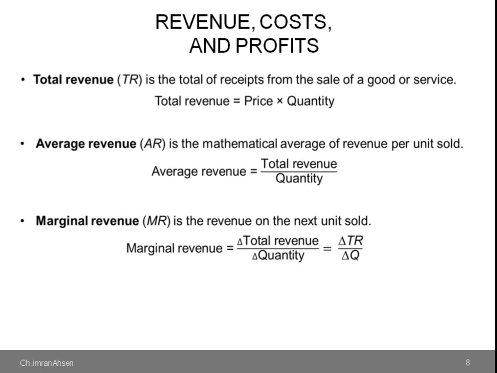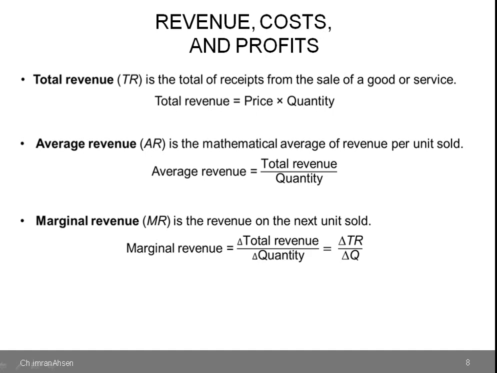Revenue, cost, and profits. Let's see what this is. Total revenues are the total receipts from the sale of goods or services. Total revenues is equal to price times quantity. So what we are receiving, that is called total revenue, price times quantity sold. Average revenues are the mathematical average of revenues per unit sold. So total revenues divided by your quantity. This is your average revenue. On average, what are we getting?